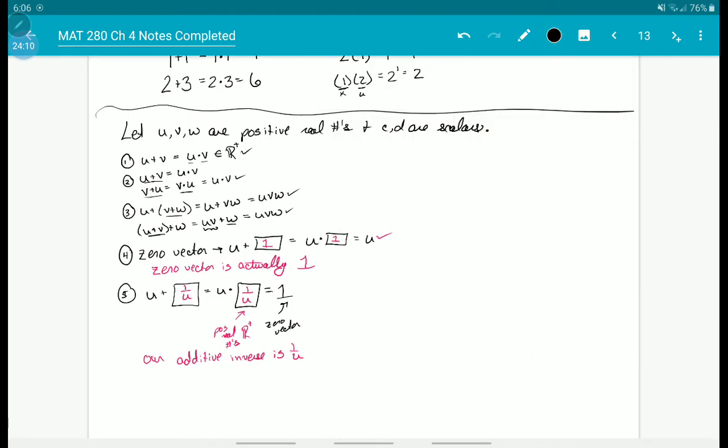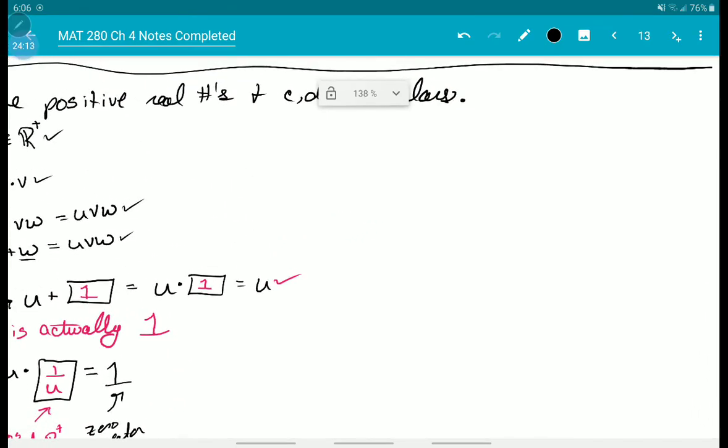Now let's look at our multiplication properties. So I'm going to pick up over here with number 6. Number 6 is about closure under scalar multiplication. So if u is any positive real number and c is any real number, c is a scalar, so this is going to be u to the c. It doesn't matter whether c is positive, negative, or 0. If I take a positive number and I raise it to any exponent, then I'm always going to get a positive number. So that's always going to be in this set. So we are closed under scalar multiplication.